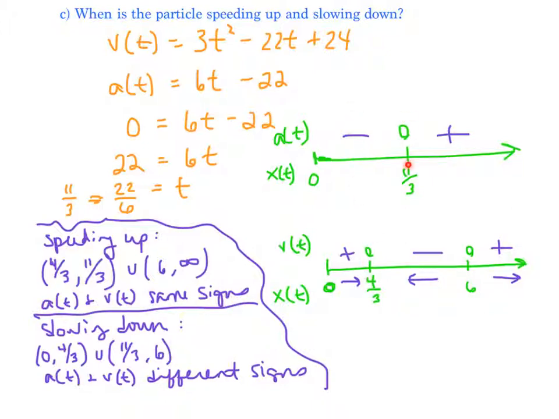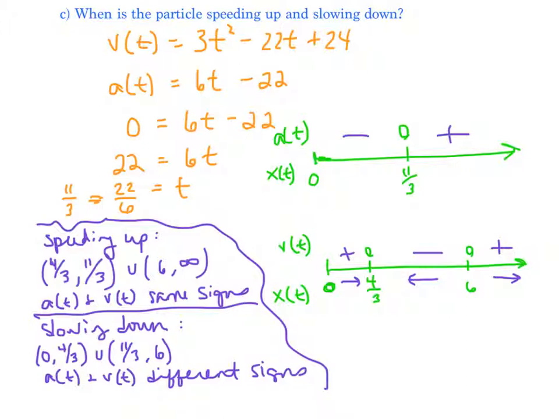They were both negative between 4/3 and 11/3, and both positive from 6 to infinity. They were slowing down when they have opposite or different signs, and so that's between 0 and 4/3, and between 11/3 and 6. Okay, so please make sure that you have your conclusions.